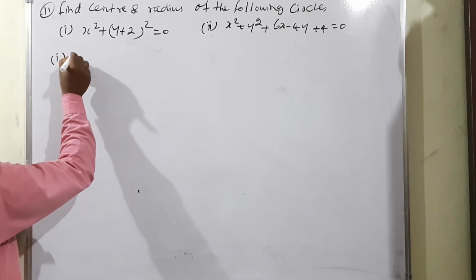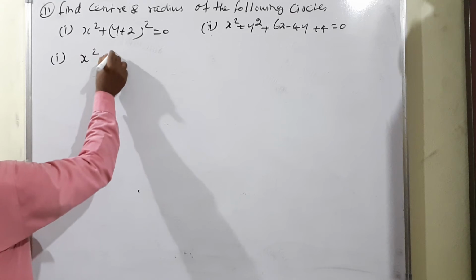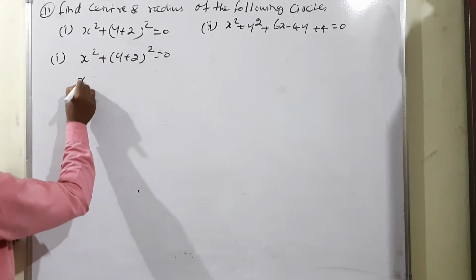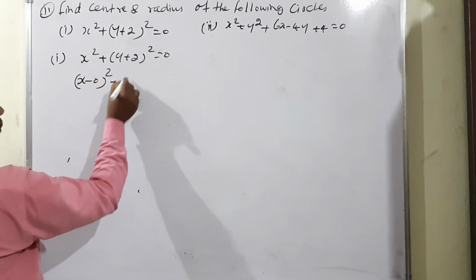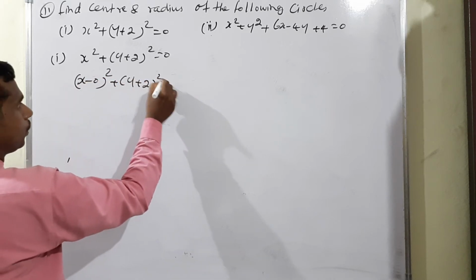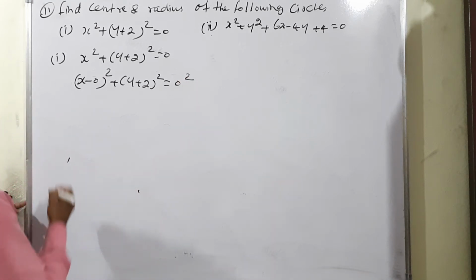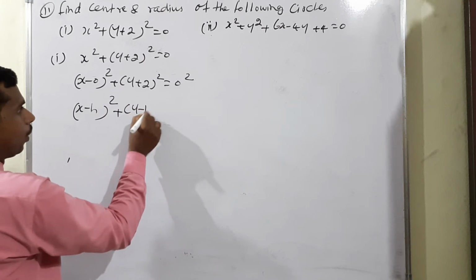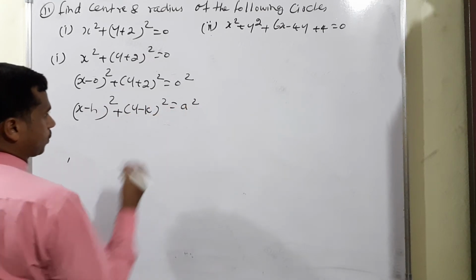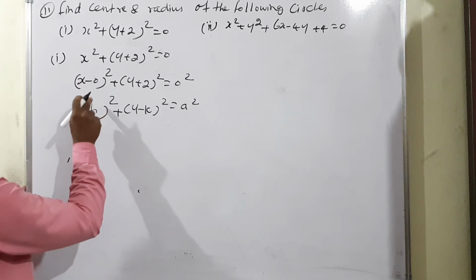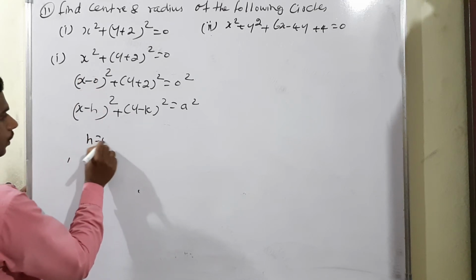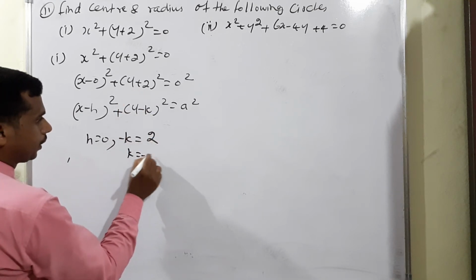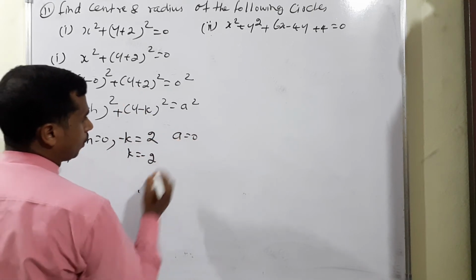Subdivision 1, given x square plus y plus 2 the whole square is equal to 0 square. Just expand it, x minus 0 the whole square and y plus 2 the whole square is equal to 0 square. So just compare with x minus h the whole square and y minus k the whole square is equal to a square. Therefore, h value we consider 0, no? Therefore, h is equal to 0. Minus k is equal to positive 2. Therefore, we can write k is equal to minus 2. A value also will be 0.